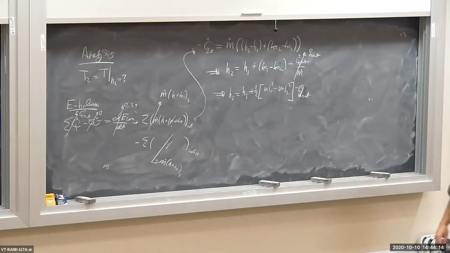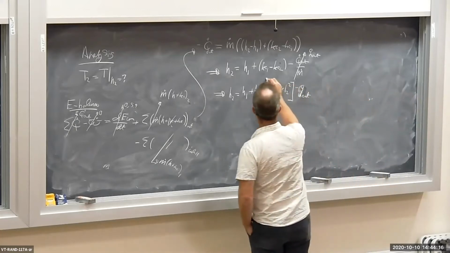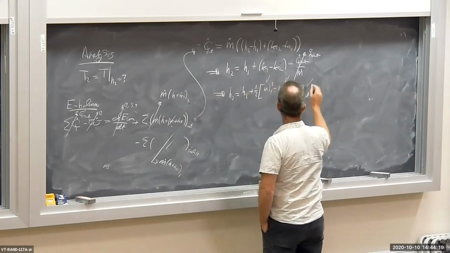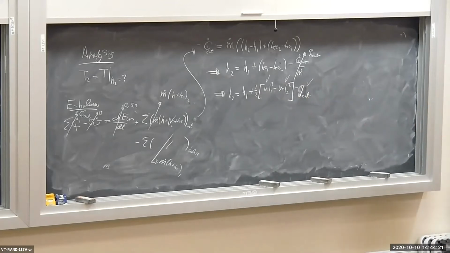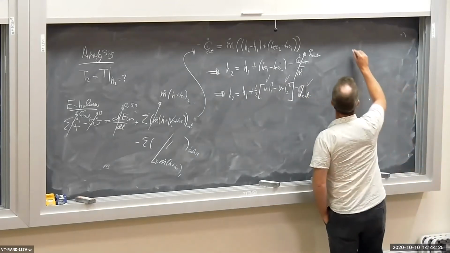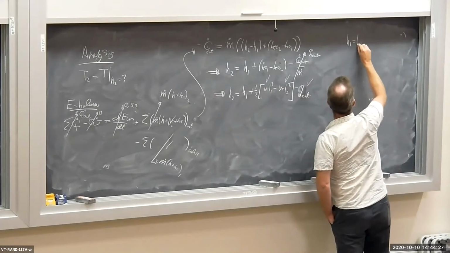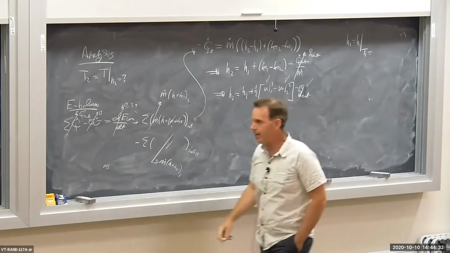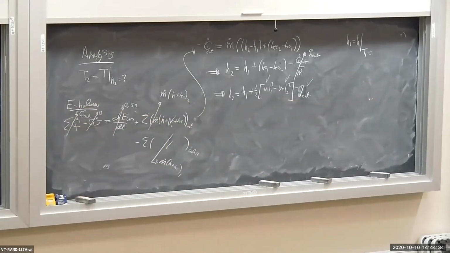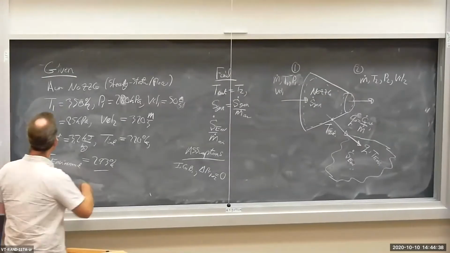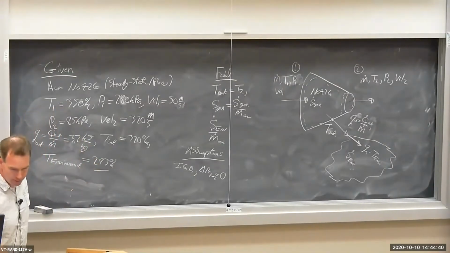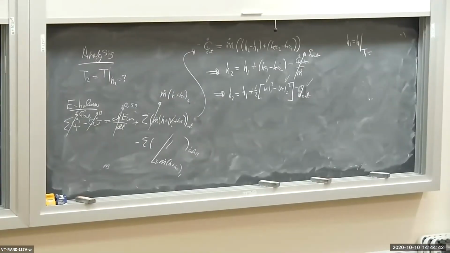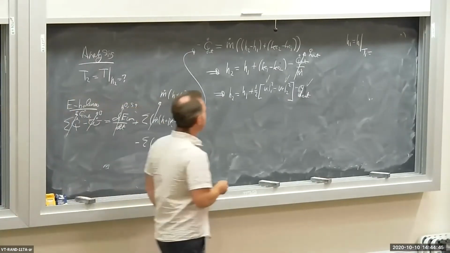Now, I know these velocities, velocity 1 and 2. I know the heat transfer out. H1, I don't quite know what H1 is, but I do know the inlet temperature. H1 is equal to H evaluated at T inlet, or T1. And the inlet temperature is 350 degrees Kelvin, as I recall. So yeah, 350 degrees Kelvin. Looks good. So 350.